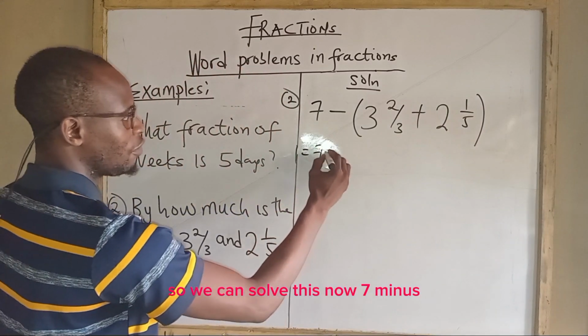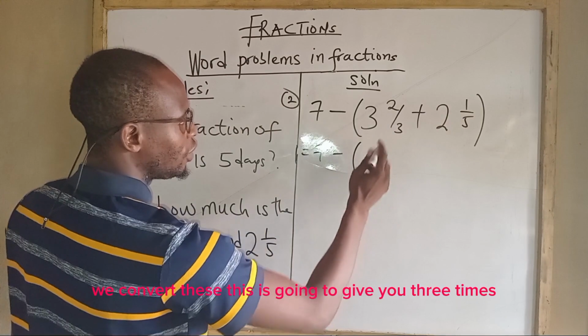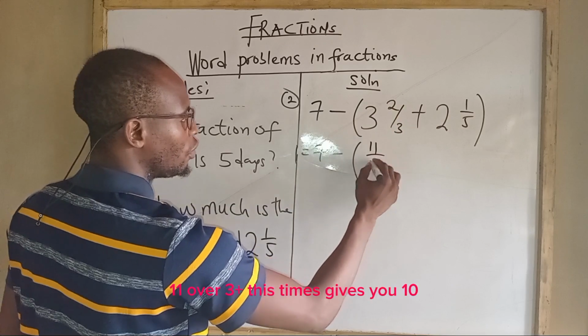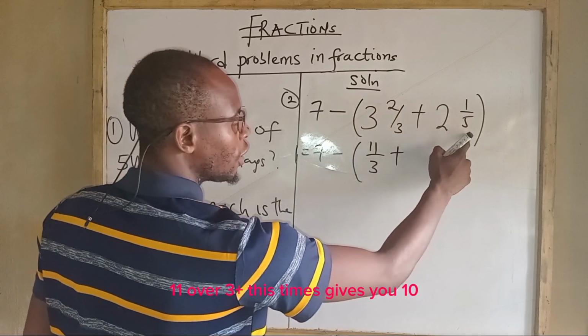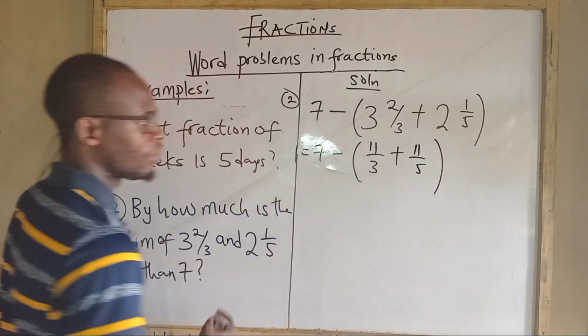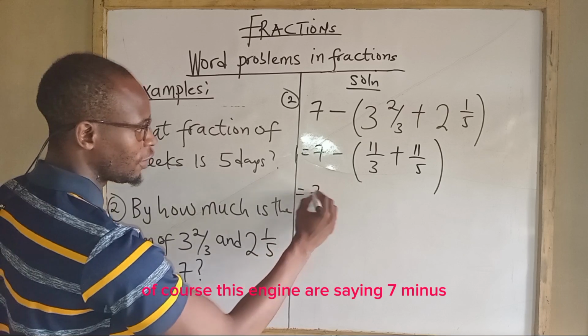That will be 7 minus, we convert this. 3 times 3 gives you 9, 9 plus 2 gives you 11 over 3. Plus this: 5 times 2 gives you 10, 10 plus 1 gives you 11 over 5. Of course, this is the same thing as saying 7 minus.